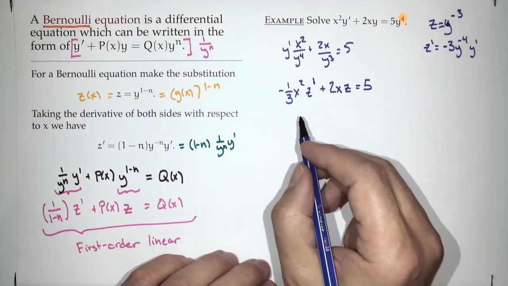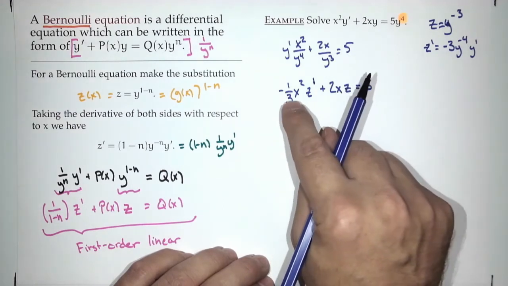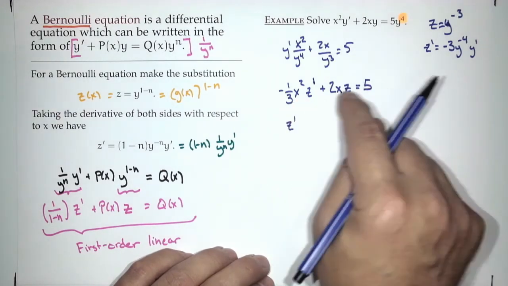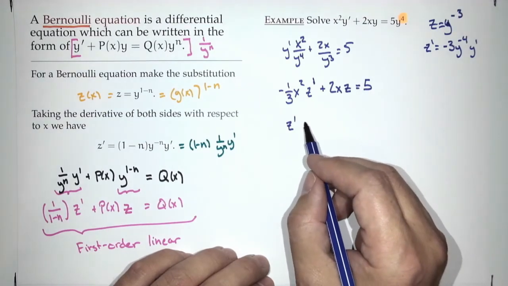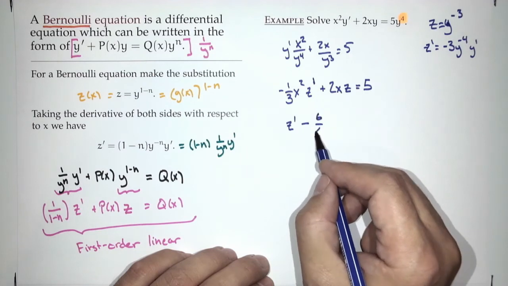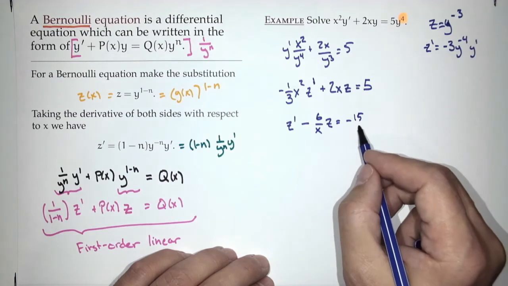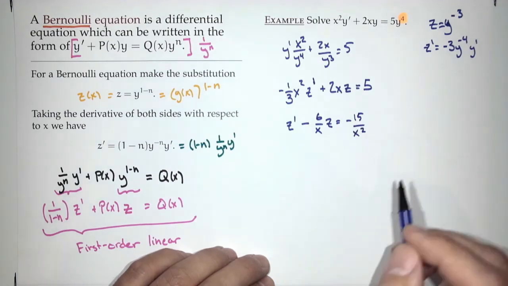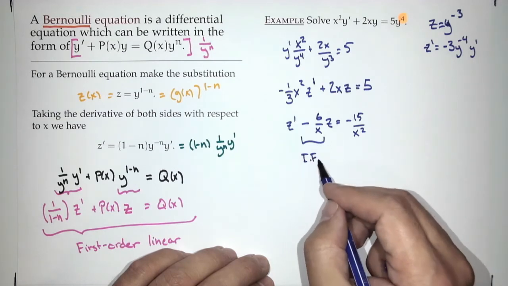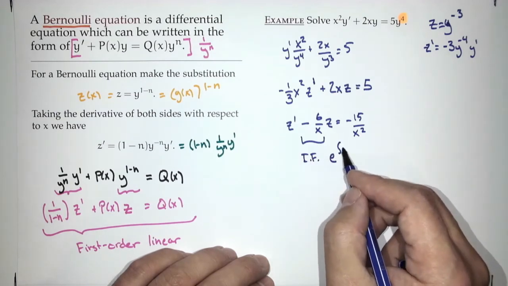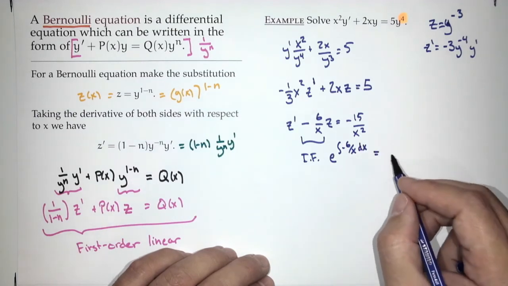And so now, from here, you'd say, okay, well, if we were going to keep doing it, we'd multiply everything by negative 3, divide everything by x squared. So you'd have z prime minus 6 over x, z is equal to minus 15 over x squared. Our integrating factor, well, would be e to the integral of negative 6 over x. Can you see what that integrating factor will become?